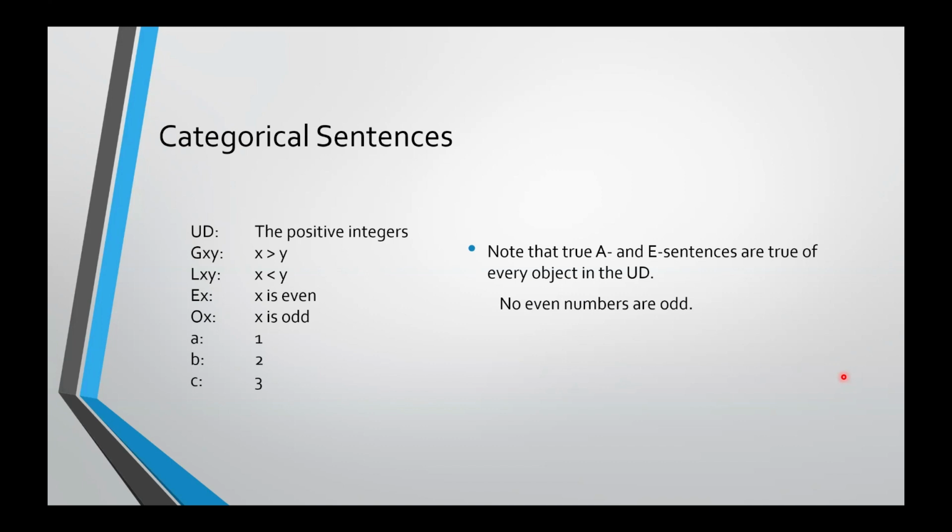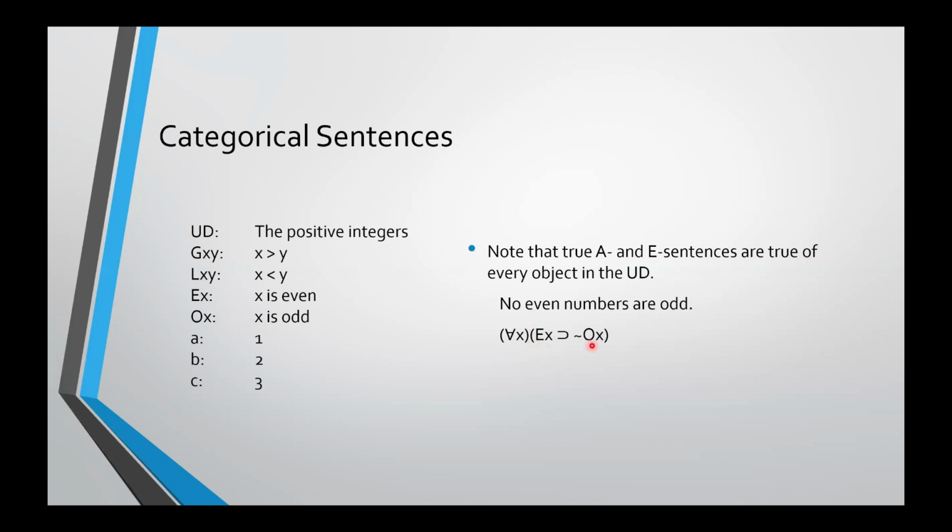So take this E sentence, for example: No even numbers are odd. Here's how you would symbolize this: for all x, if x is even, then x is not odd. If you look at this formula, it is in fact satisfied by every positive integer. For each positive integer, if it is even, then it is not odd.